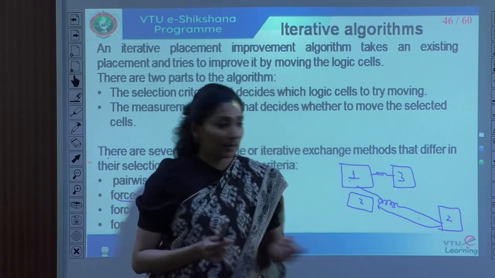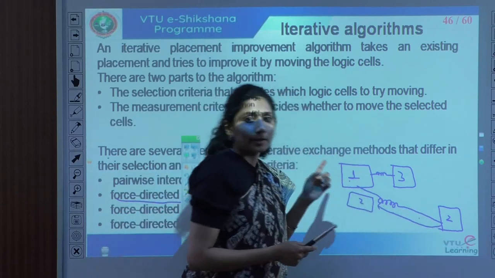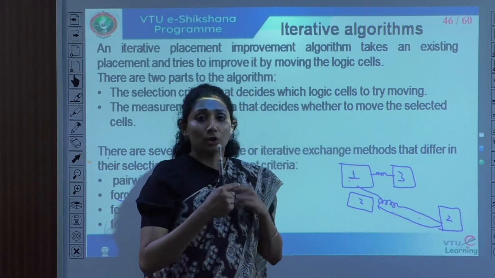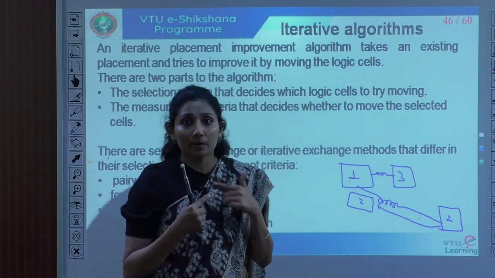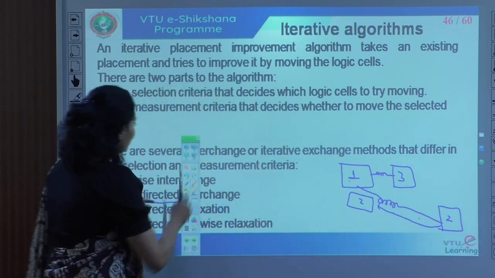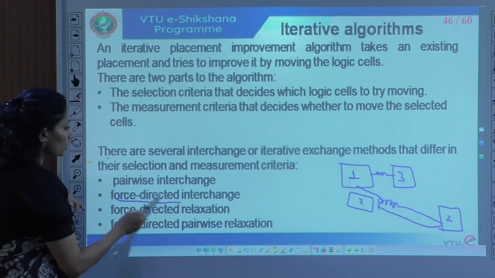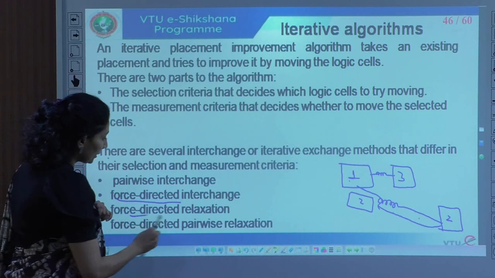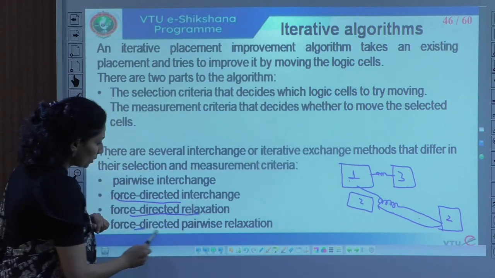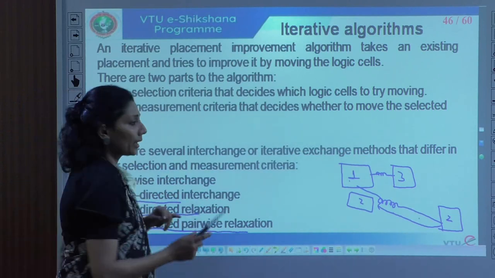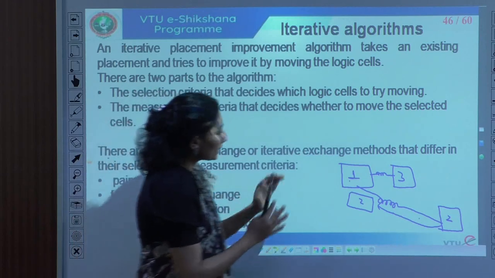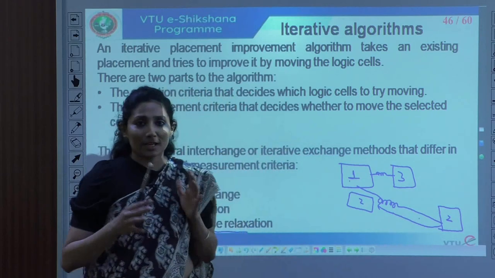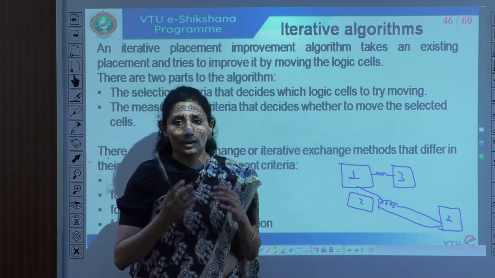That time what will happen? You are actually trying to reduce the wire length. Now how this movement should happen, that will be followed under various processes. You will have force directed interchange, force directed relaxation, force directed pairwise relaxation, etc. But the analogy is like, imagine the interconnected blocks are connected through a spring.